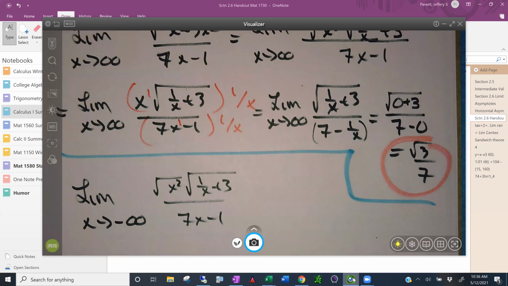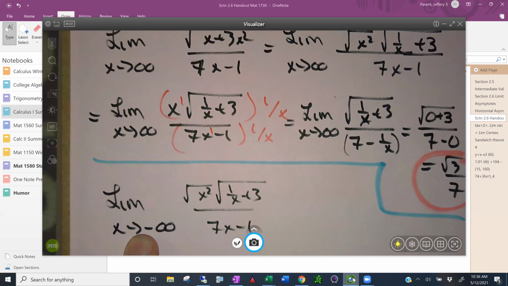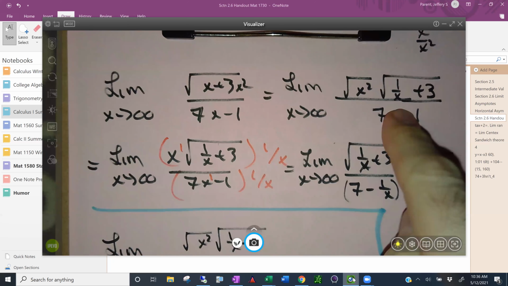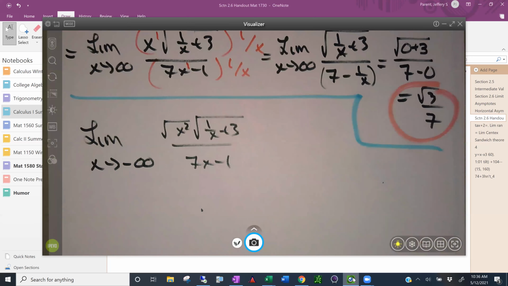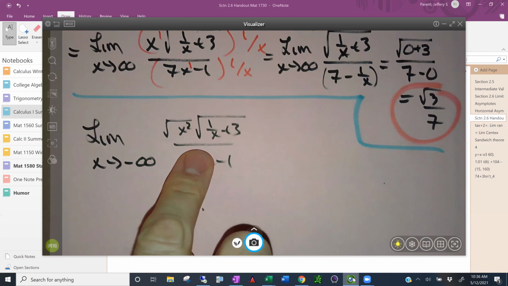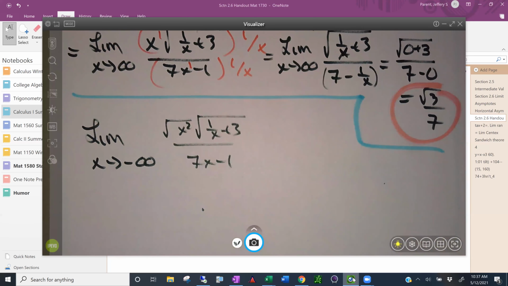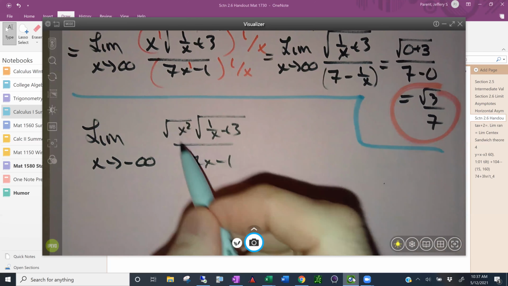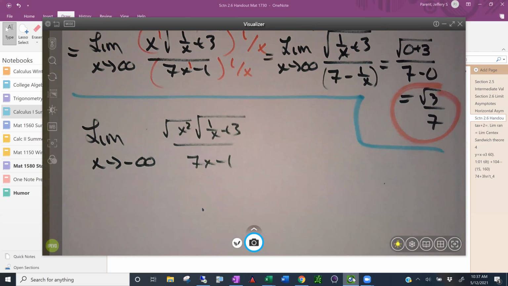But I said I wanted to revisit this one and look at what happens as we approach negative infinity. I'm just going to start out from this step right here, where we factor this out. Now, this is where you've got to be careful. This is where some people are going to get this one wrong, because there's really two different possibilities here when you take the square root like this. There's the positive square root and there's the negative square root. So which one do you take?